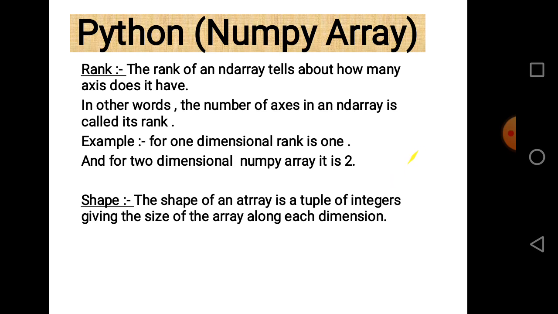And the second thing is shape. The shape of an ndarray is a tuple of integers giving the size of the array along each dimension. Here tuple is a data type used in Python, so shape is always represented in the form of a tuple. A tuple is always written with parentheses. So when we write (2, 3), it means there are 2 rows and 3 columns, and that is the shape of that array.